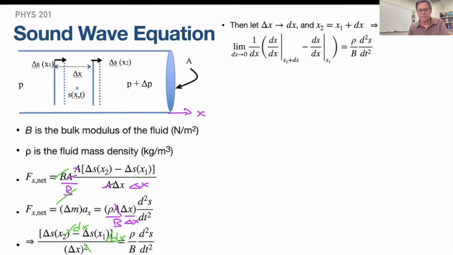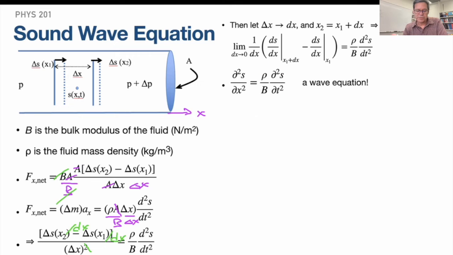So I have 1 over dx, and I'm going to do the thing that we usually do in calculus. We'll let dx go to 0. Well, this definition I've written here, a function at x1 plus dx minus the same function at x1, over dx, that's the definition of a derivative. So this is a derivative of a derivative, so that's going to be two spatial derivatives of s. The right side stays the same. It's rho over b, d squared s dt squared. But I can replace the left side with a second derivative. Just like we had one in time on the right, I now have one in space on the left. d squared s dx squared.